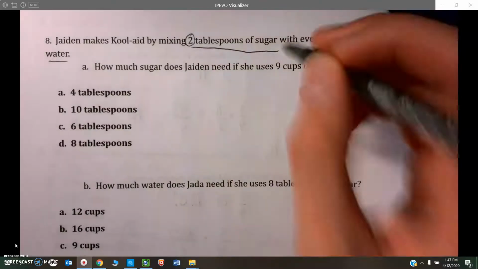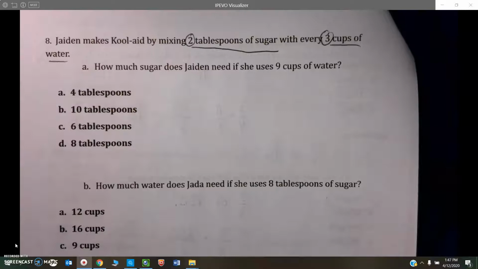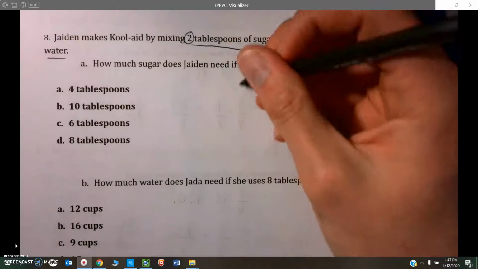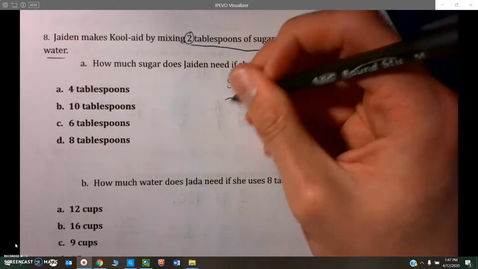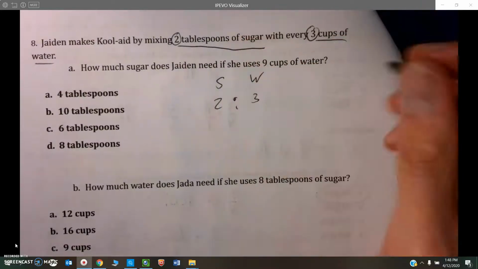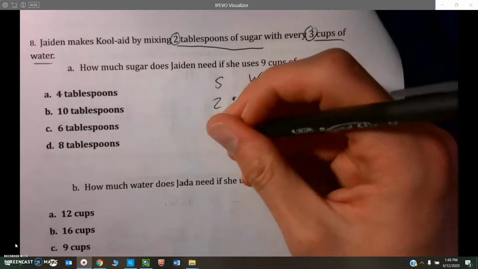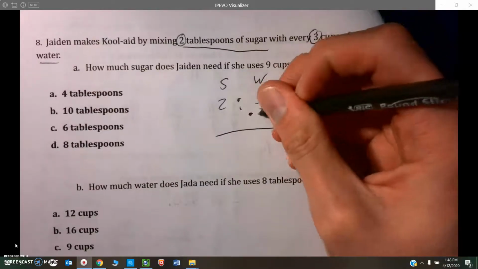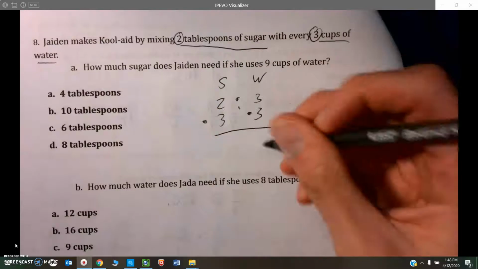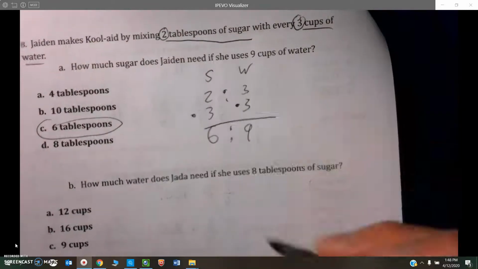Okay, so once again, this is a recipe. This is a relationship between 2 quantities. This should be right away, like popping into your mind as a ratio. So let's do sugar. 2 tablespoons of it, 3 cups of water. And how much sugar if Jaden uses 9 cups of water? Well, you can see that I'm tripling my amount of water, so I also need to triple my amount of sugar. 6 tablespoons of sugar then for 9 cups of water.